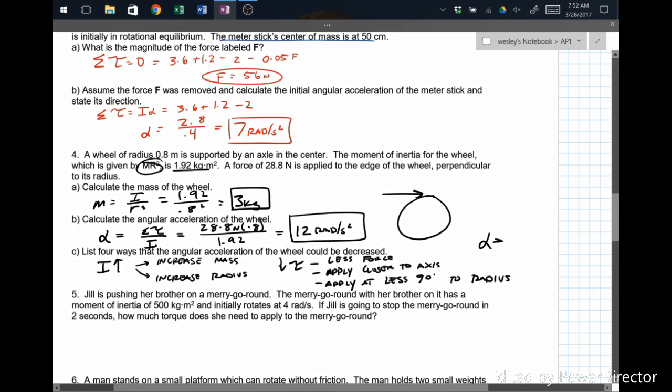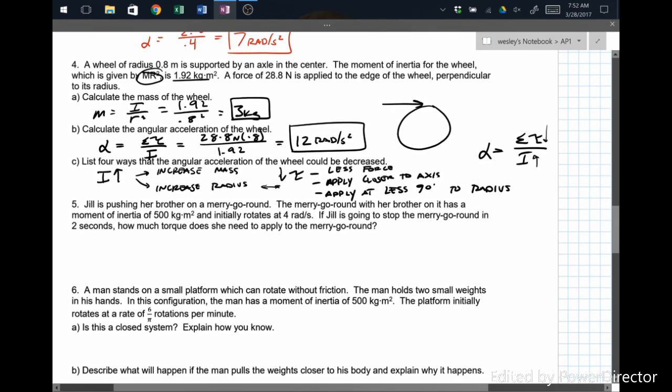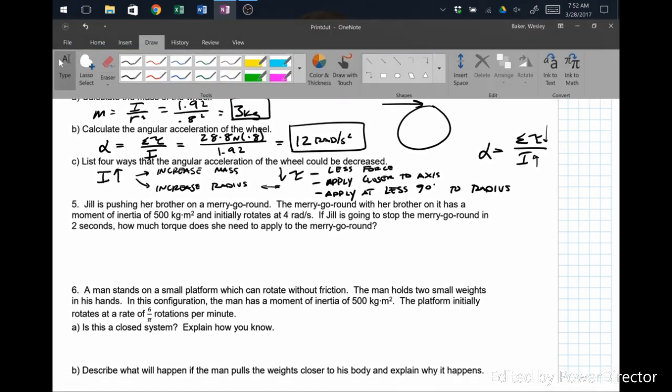So the angular acceleration is net torque over a moment of inertia, or rotational inertia. So we either make the rotational inertia go up or the torque go down. That's what these things accomplish.